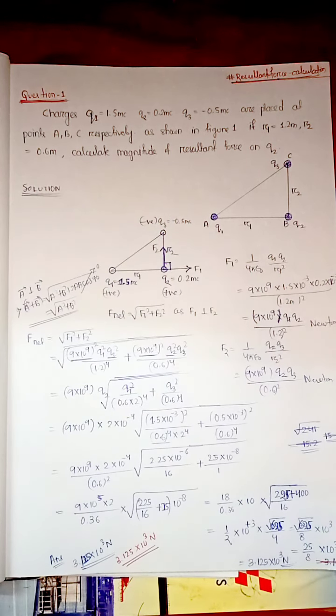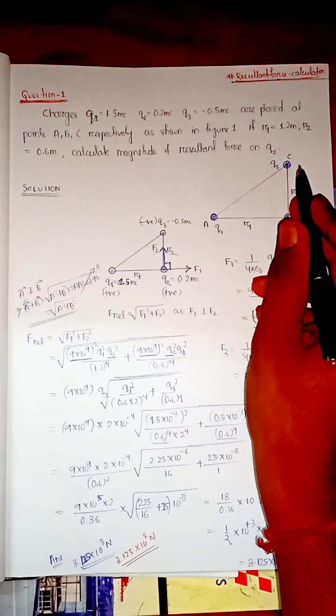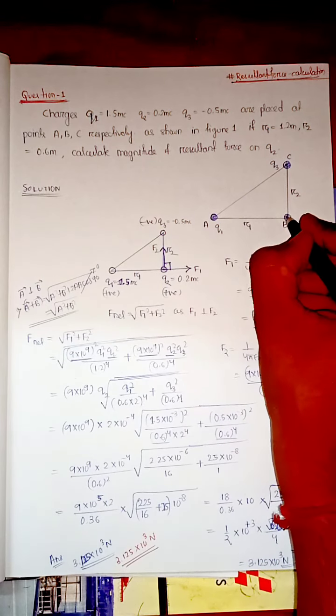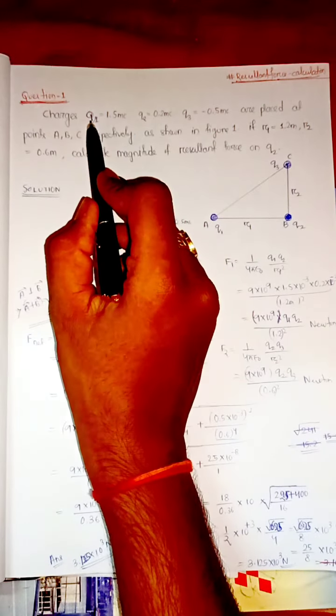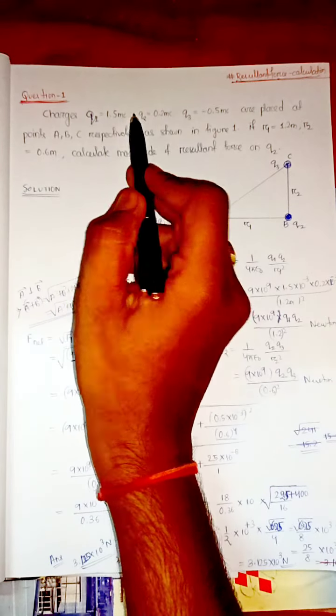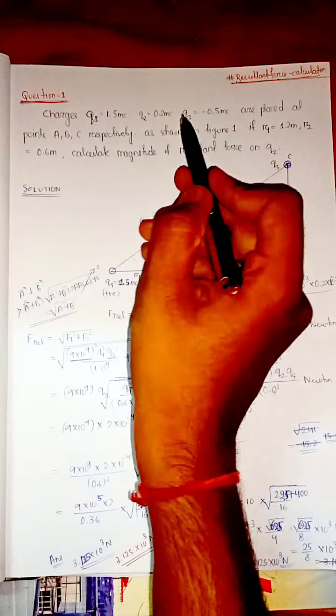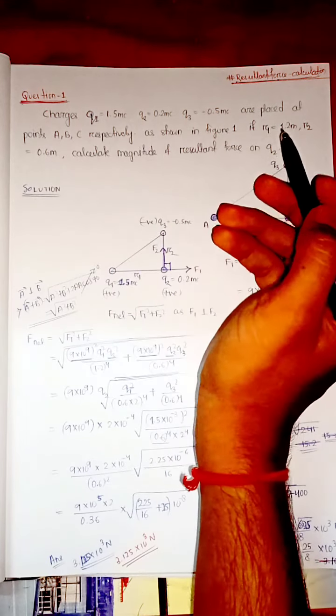In this video I am going to solve a numerical problem for a triangle-like structure where three charges are given at three different corners. We have to find the net force at this position. All the charges are given: q1 equal to 1.5 millicoulomb, q2 is 0.2 millicoulomb, q3 is negative 0.5 millicoulomb.